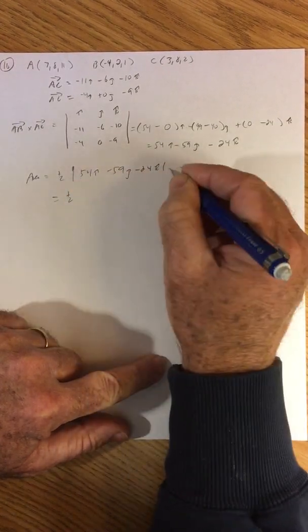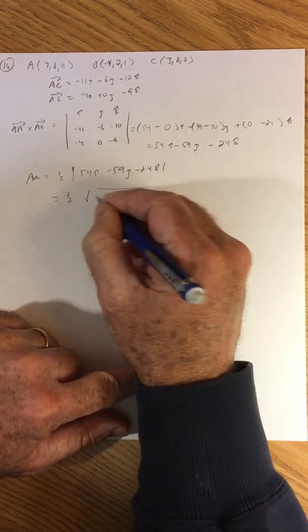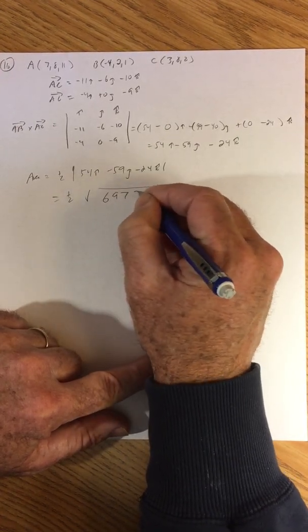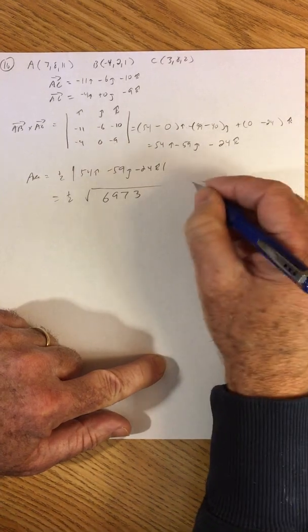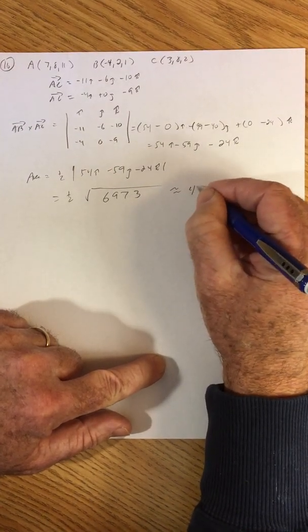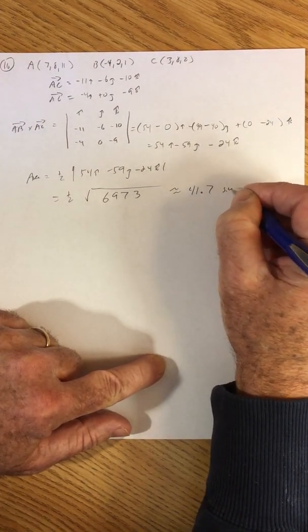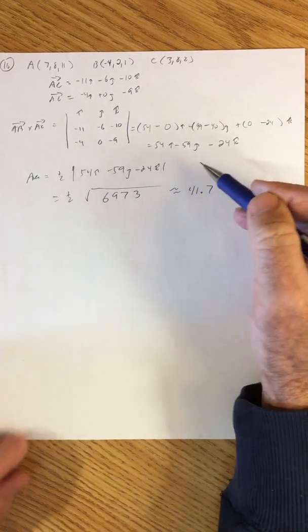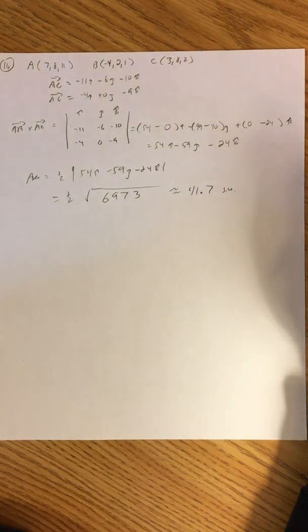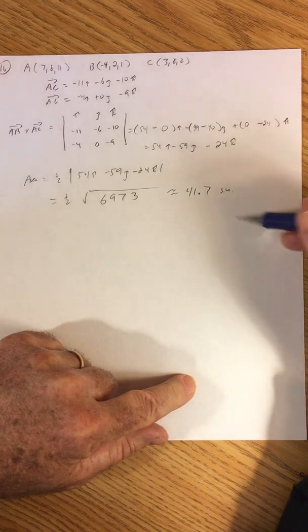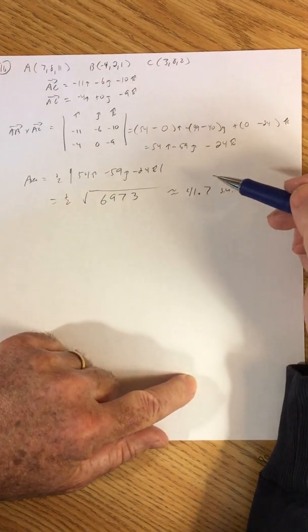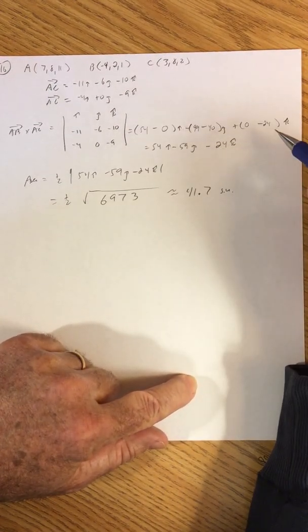And if you square all three of those things and add them up, it turns out to be 6973. All right, and that's approximately 41.7 square units. This is why I say I didn't really want to go through this unless I had the answer sitting here, because I didn't feel like getting the calculator out and doing all this work, because I would surely have screwed something up.